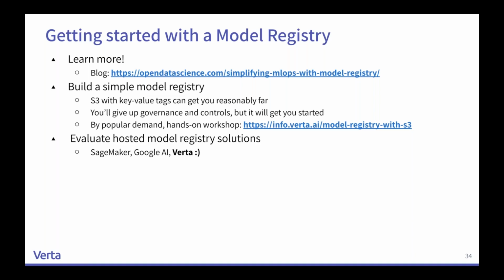The second thing to do is to try to build a simple model registry. If you are an N of 1 or a small shop, you probably don't need something super fancy. And so you can get away with building a model registry that's just using S3, and you're using key value tags to keep track of your published model versions. You give up a few things like governance and controls, but you'll at least get started.